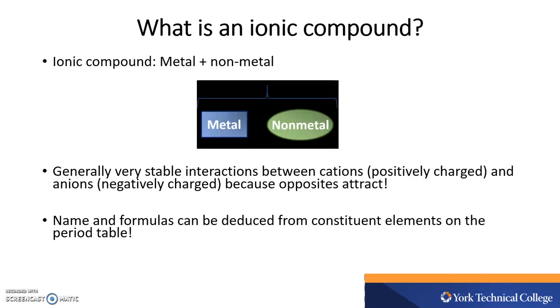So again, recall that ionic compounds are metals and nonmetals. These are very stable because of the electrostatic interactions between the cations, which are our positively charged species, and the anions, which are negatively charged species. Since opposites attract, this is very strong compared to covalent bonds that have a sharing of electrons. These compounds have a transfer of charges, or transfer of electrons.